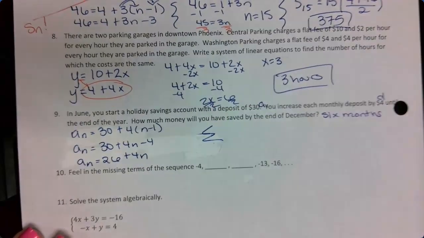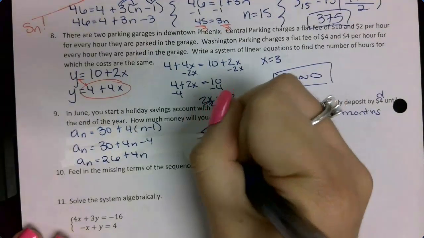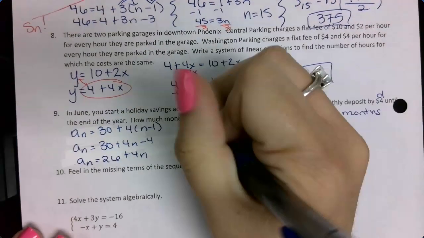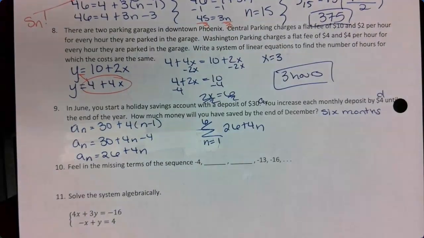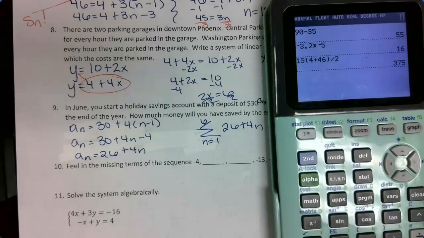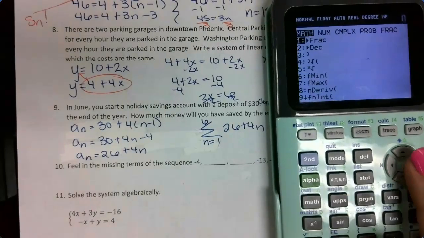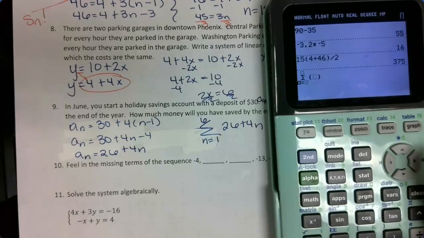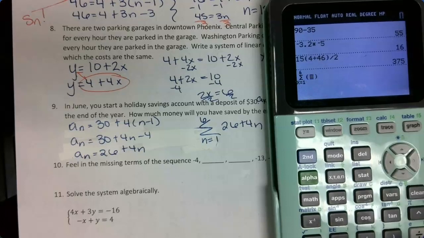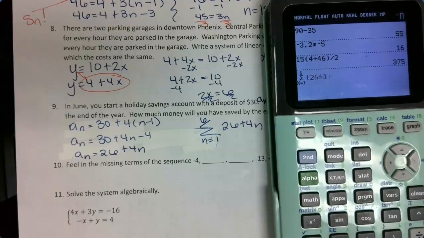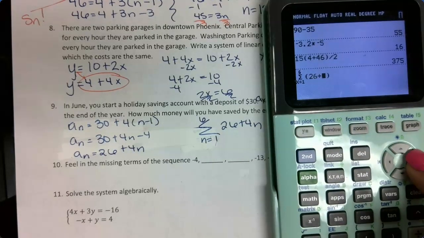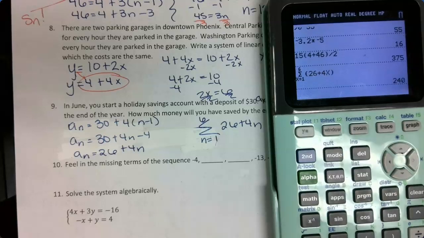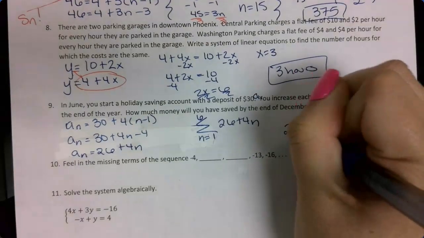Then I want to use my sigma notation. I'm going to start with n equals 1 because it's always 1. The 6 months goes on top. And then I plug in the formula 26 plus 4n right here. Then on my calculator, to type this in, I go math, choice 0 for summation. Then instead of n, I do x. I do 1, 6, 26, plus 4x. And then I just press enter. It gives me $240.